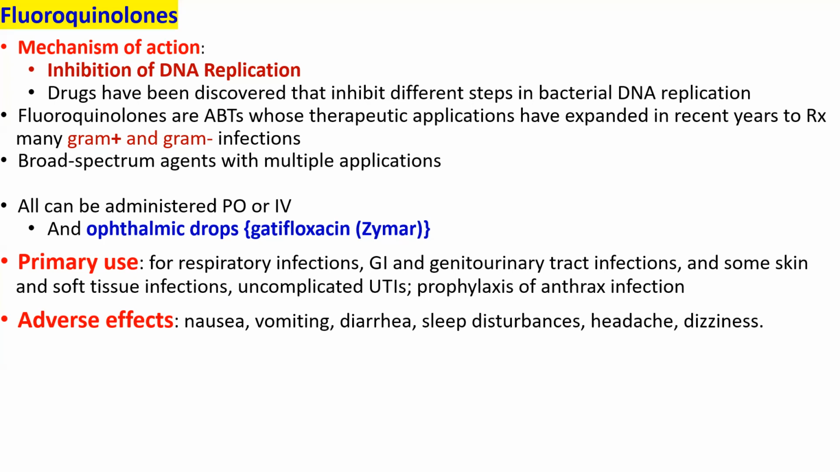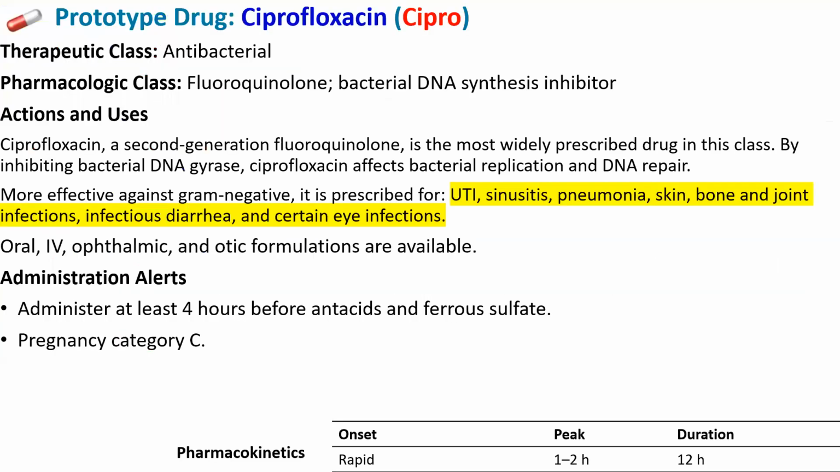The primary uses of the fluoroquinolones are respiratory infections, GI and GU infections, skin and soft tissue infections, uncomplicated UTIs, and prophylaxis of anthrax infection. The adverse effects would be GI symptoms like nausea, vomiting, diarrhea, and sleep disturbances, headache, and dizziness. They may also result in hepatotoxicity and dysrhythmias.